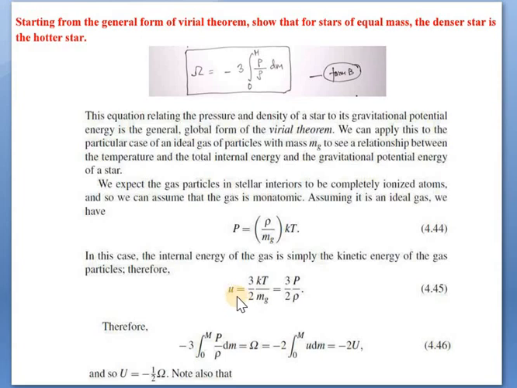Right. Now, let us do a very small problem, which is starting from the general form of the Virial theorem, which I have just shown over here. We have to show that for stars of equal mass, the denser star is the hotter one. And basically what we are going to do is we are going to find the temperature, and then we will be getting our result. Now you see this relation, this equation.